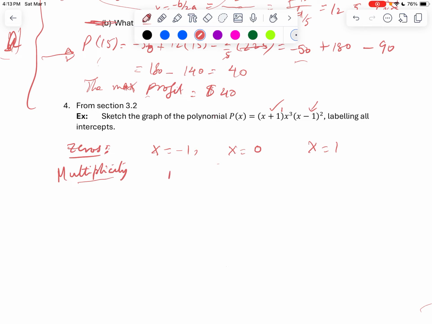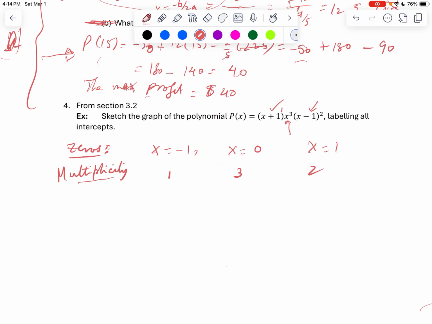How did we get the 0? Which factor gave us 0? The factor x cube. So x cube is equal to 0 gives us x is equal to 0. So what is the power on that factor? X to the third. So the power is 3, so the multiplicity is 3. Okay, the next is the x minus 1. And the power on x minus 1 is 2, so the multiplicity of the zero 1 is equal to 2.